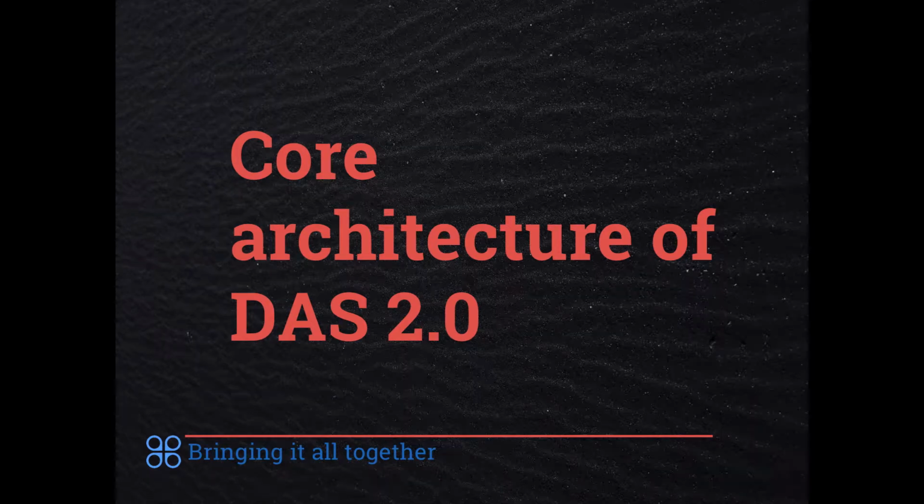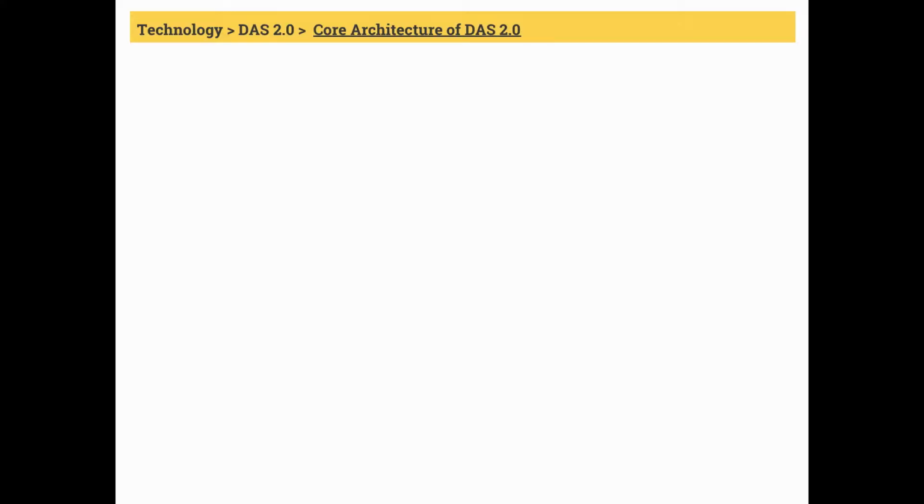Let's bring it all together and build the core architecture of DAS 2.0. We have not talked about different types of RF signal sources. We'll do that after we complete the discussion of core architecture. RF sources are not part of a DAS, but without a signal source, DAS will not work.